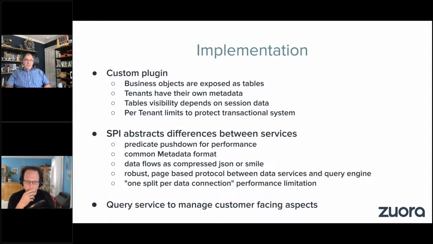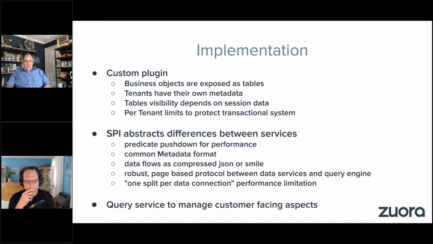We started just sending data streams that turned out to be brittle. So we built a pagination-based protocol between our data services and the query engine, which turned out to be a good decision. At this point, it's a very robust way of moving data across our ecosystem into the Presto engine.